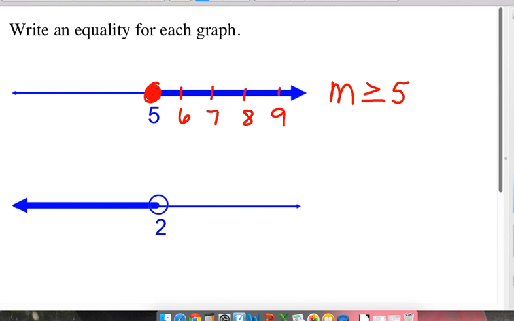Let's look at the next one. I'm going to use A. I like A. And I look at my graph, they're shading to the left, so this would be like a 1, this would be a 0. We're talking numbers that are what? Less than 2. Are we including 2? No, that's an open circle. So I'm going to say A represents my numbers as long as they are less than but not equal to 2.